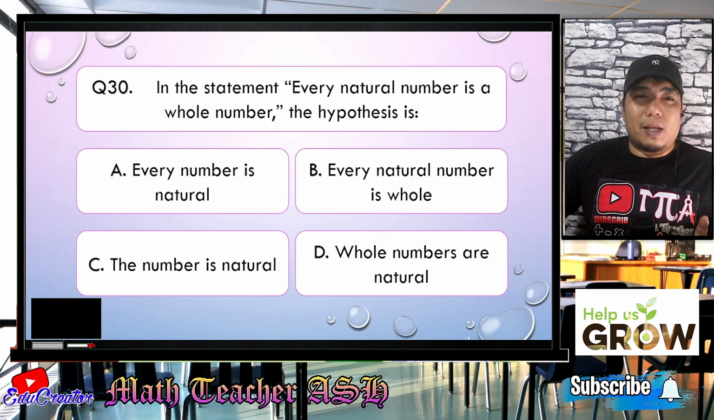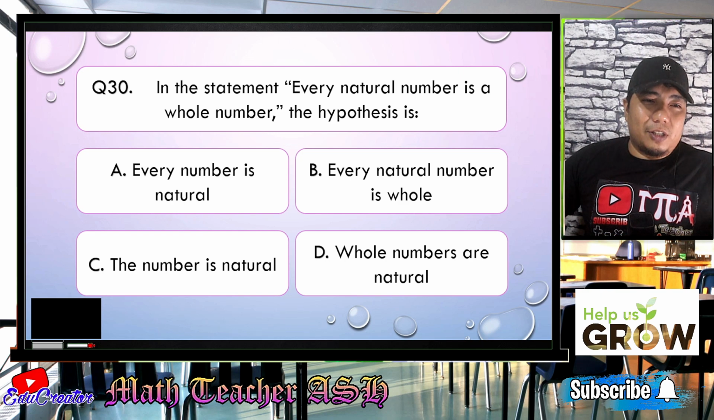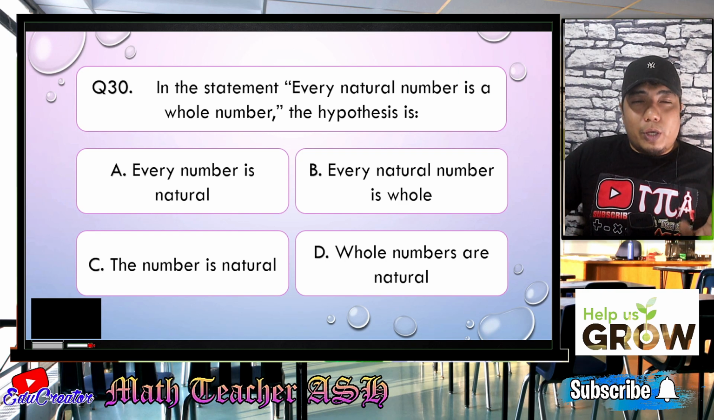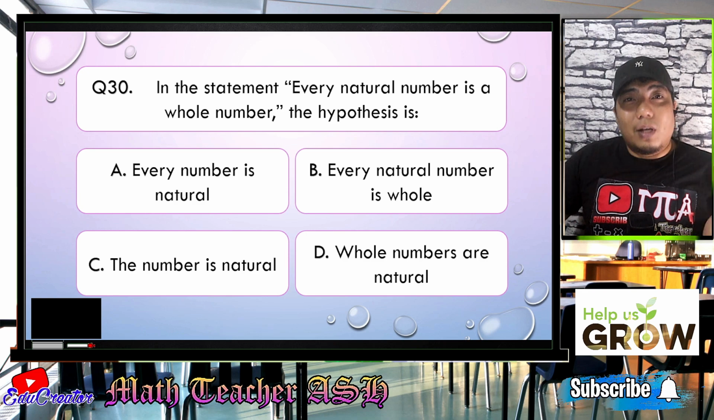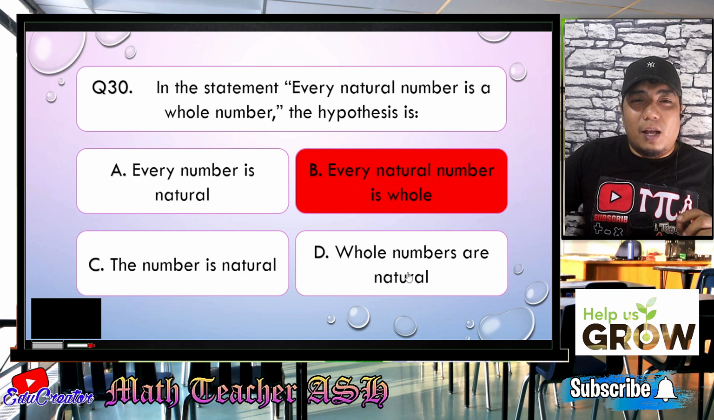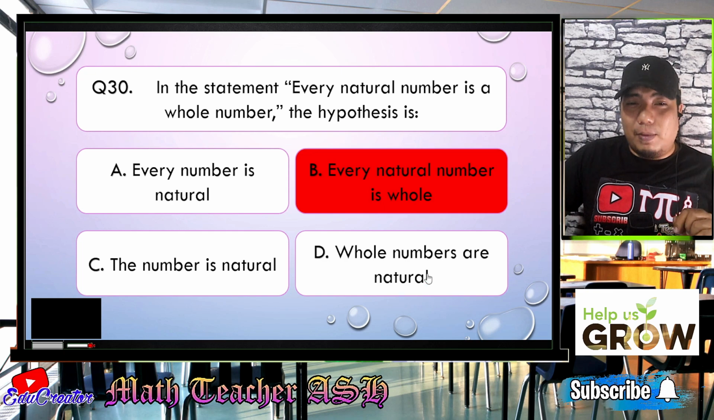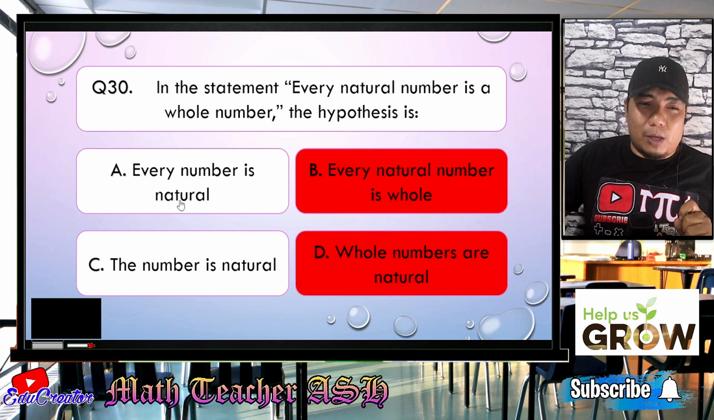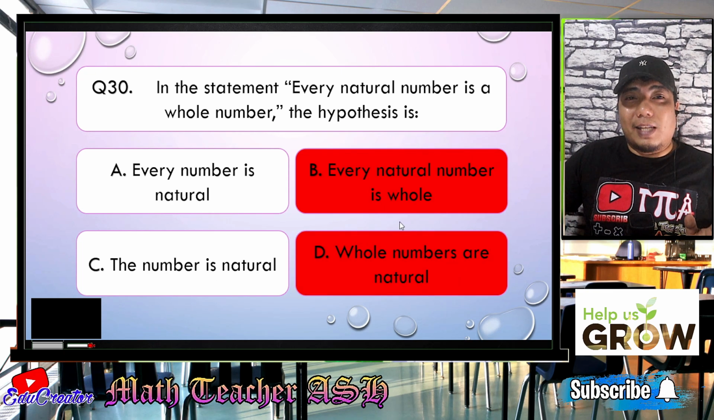So, my dear math learners, in order to answer this question, what we need to do here is to transform "every natural number" into a statement. "Every number is natural, every natural number is whole" is already wrong, because it already considers the second statement wrong. "Whole numbers are natural" - the second statement, whole numbers, is also wrong. So which among these is the correct answer? The correct statement here is that every natural number is a whole number.